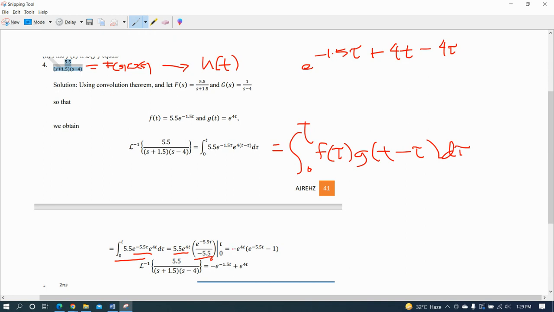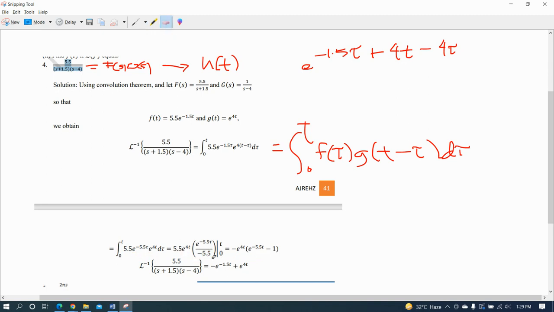And then, applying the limits, you now have e raised to 4t times this one. Bakit? Kasi nag-cancel out to, tapos yung negative nandito na. Tapos when tau is equal to t, we have e raised to negative 5.5t. But when tau is equal to 0, we have e raised to 0, that is 1. So ito na siya. Ito na yung equation natin.